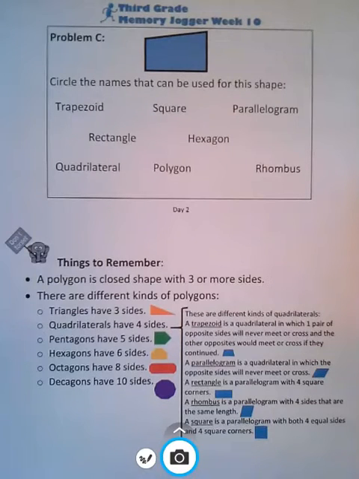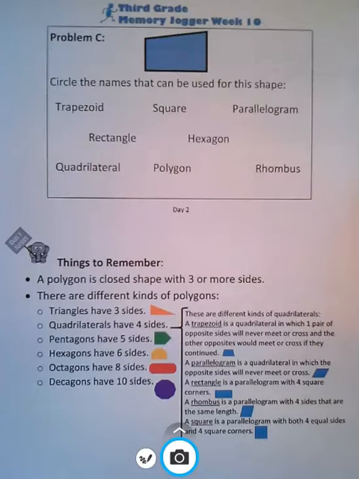We have a few things that we need to remember. A polygon is a closed shape with 3 or more sides. There are different kinds of polygons. Triangles have 3 sides, quadrilaterals have 4 sides, pentagons have 5 sides, hexagons have 6 sides, octagons have 8 sides, and decagons have 10 sides. There are several kinds of quadrilaterals. Those are the 4-sided shapes.